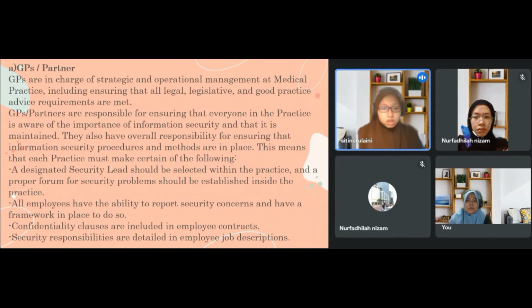That means that each practice must make certain of the following. A designated security lead should be selected within the practice, and a proper forum for security problems should be established inside the practice. All employees have the ability to report security concern and have a framework in place to do so. Confidentiality clauses are included in employee contracts. Security responsibilities are detailed in employee job description.